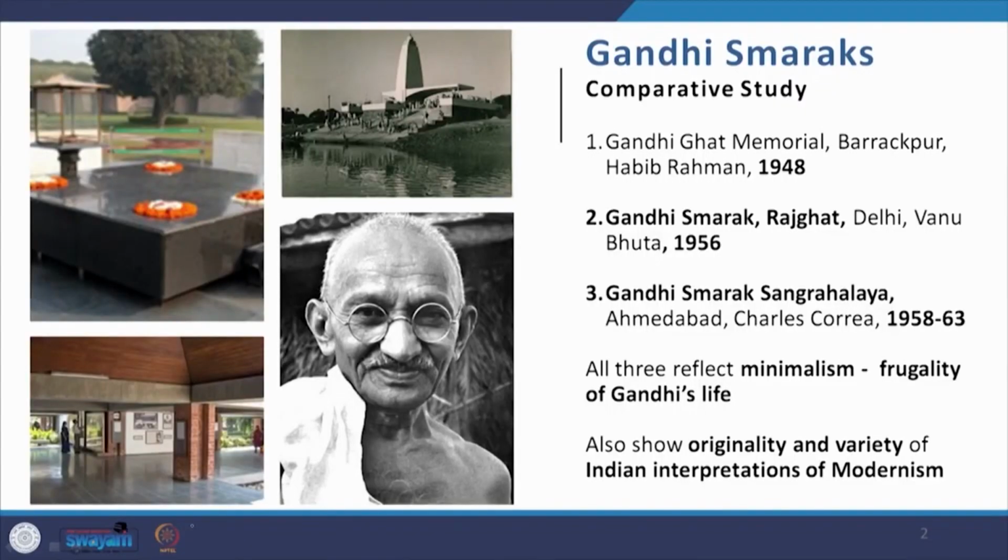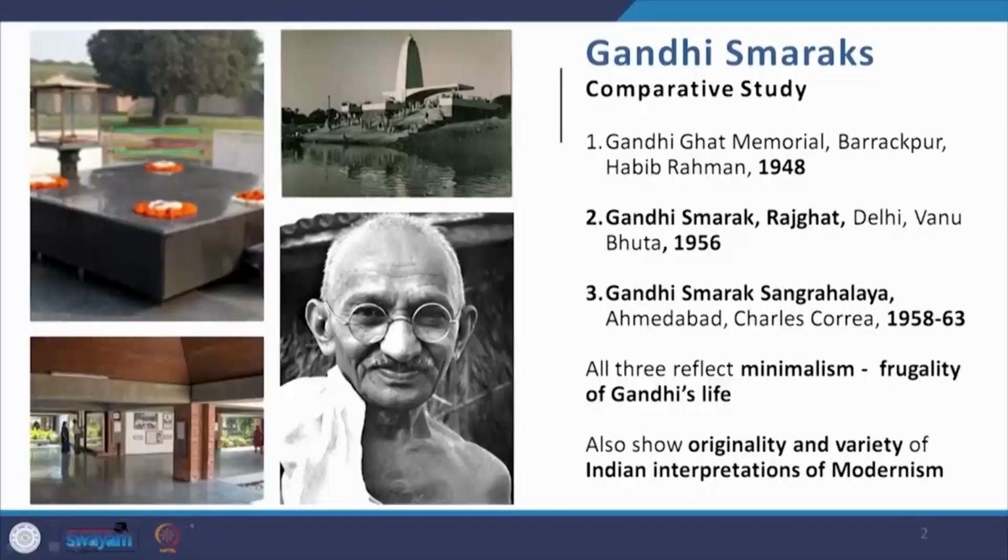Now moving forward from there, once again looking at the contribution of the first generation, shall we turn to a very interesting example, a comparative study of three important Gandhi Smaraks that came up in the 1940s and 50s, all of them connected with this one person who was focal in India's independence, Mahatma Gandhi. And so it was the Gandhi Ghat Memorial in Barrackpore, designed by Habib Rahman, who was heading the CPWD. He designed that in 1948.